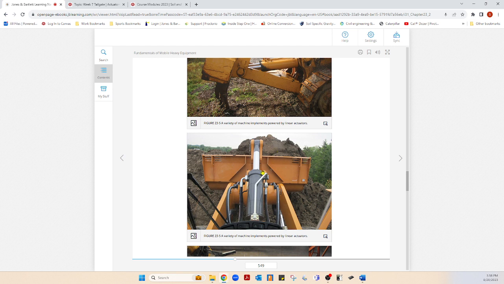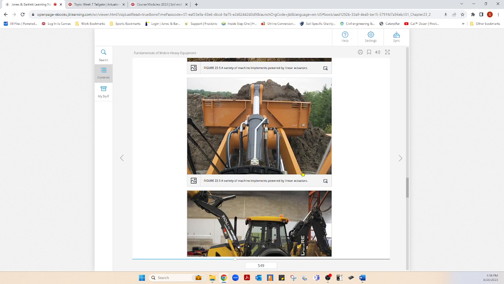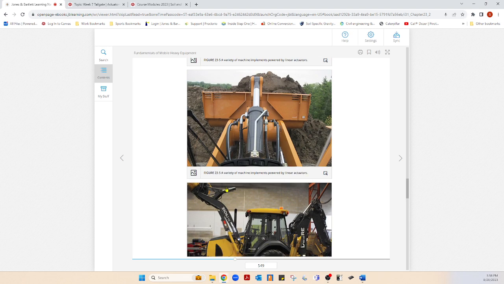And let's pick it up. Here is your dump, close, linear, and then you have, we can't see them, but there they are. There's one. Lift cylinders down here. They're linear for open and close. Here's a backhoe, linear, right? Linear for the lift.